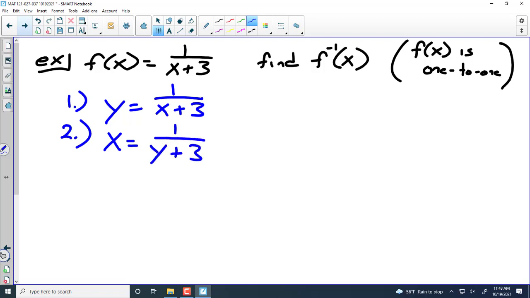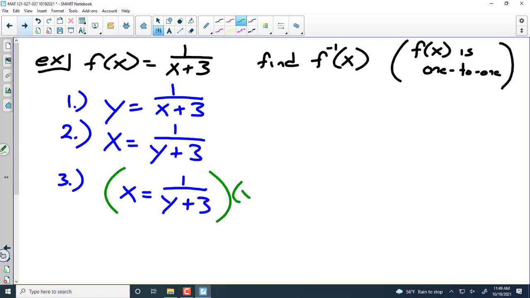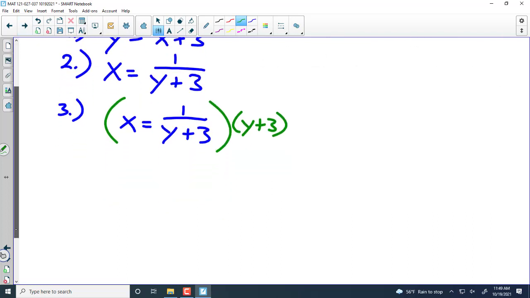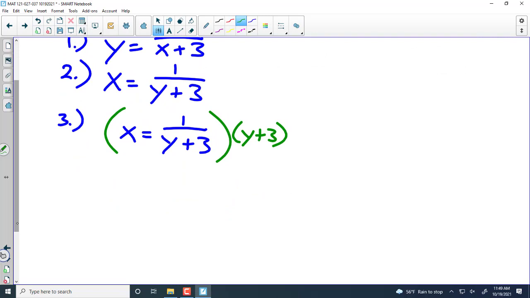This is where it's okay to slow down a bit, because this is where it's different for every problem. The first 2 steps are always the same. Change the function notation to y, switch x and y. But now's when it gets trickier. Why is it tricky? Because there's a stupid fraction. So let's get rid of the fraction. The way you get rid of a fraction like this is you multiply both sides of the equation by that denominator. If you multiply both sides of that equation by that denominator, then you're going to get x times y plus 3 on the left side and just a 1 on this side.